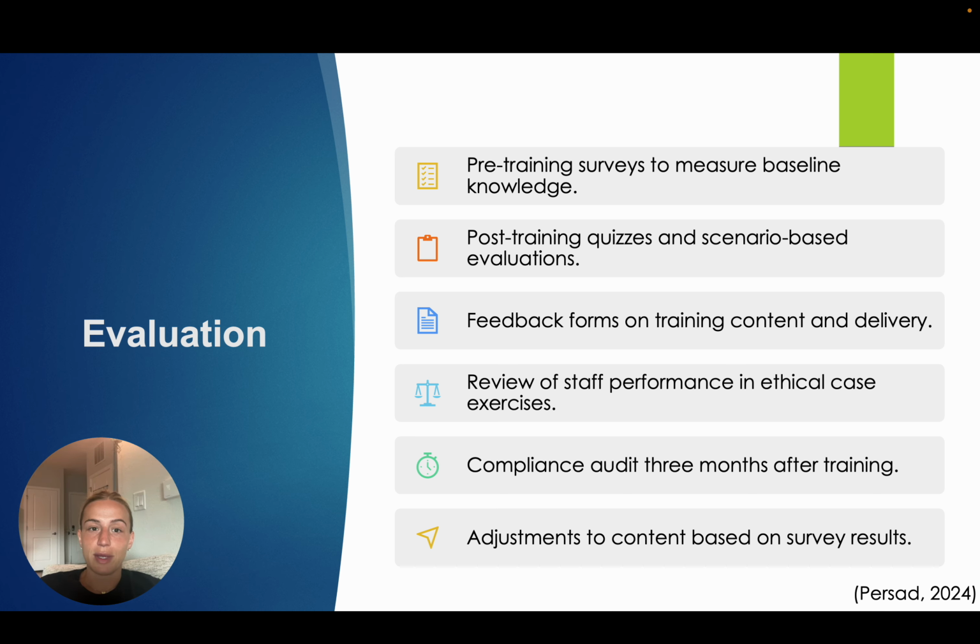Training effectiveness will be evaluated using pre- and post-training quizzes, with the results being compared to measure the learning improvements. Staff performance in ethical scenarios will also be assessed. Feedback forms will collect suggestions for improvement. 3 months after training, a compliance audit will review how well the staff are applying the information into their daily practice. Adjustments will be made to strengthen future sessions based on this feedback.